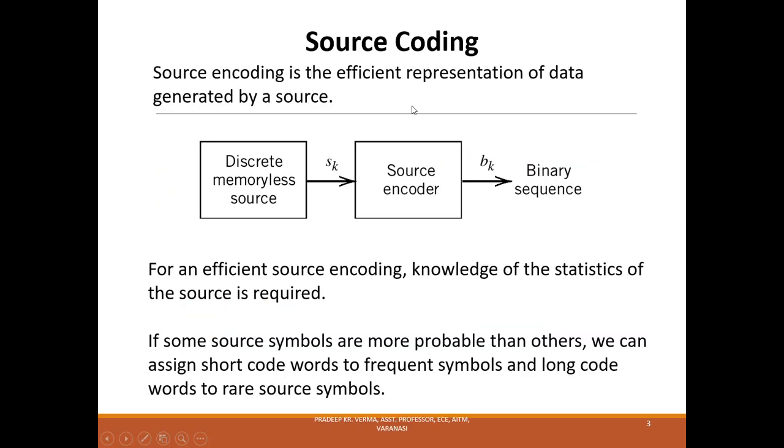Now, what is source coding? Source coding is the efficient representation of data generated by a source. As we can see in the diagram, there is a discrete memoryless source which is generating symbols, and there is a source encoder. This discrete memoryless source will give the input to the source encoder, and here the symbols will be encoded in bits, and the result of the source encoder will be binary bits.